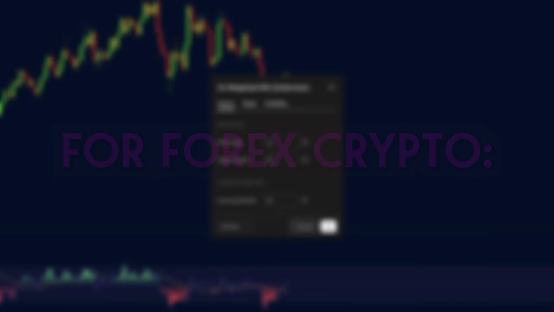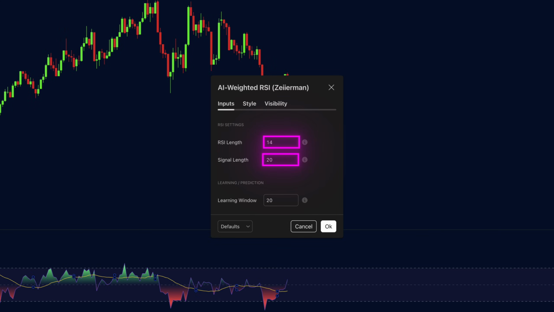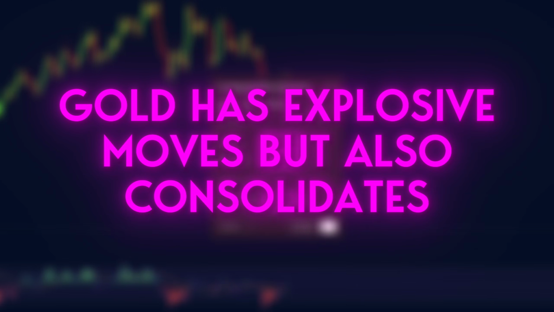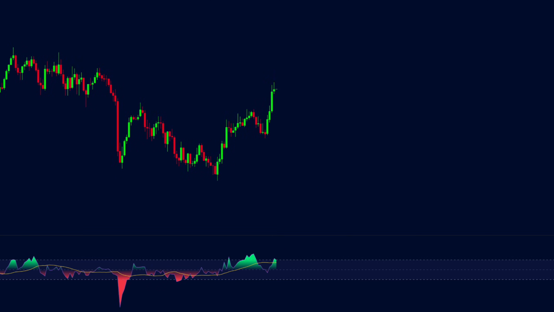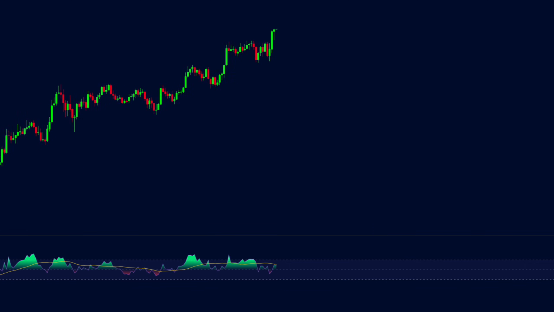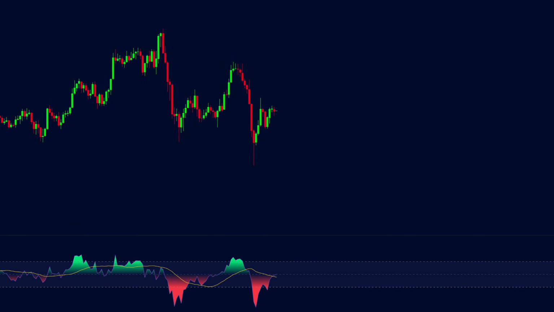For gold, keep RSI length at 14, signal length at 20, and learning window at 20. Gold has explosive moves but also consolidates, so standard settings work well. The key with gold is watching for when the AI shifts its feature weighting from volatility dominant to volume dominant. That's when the big moves start.